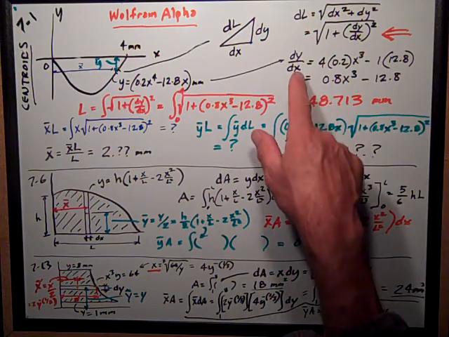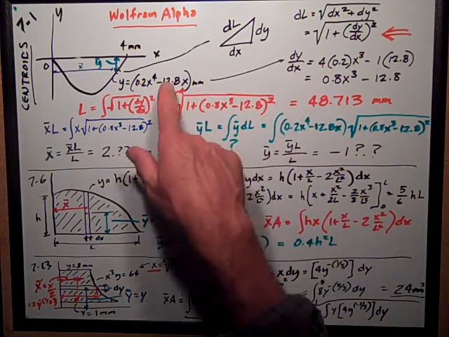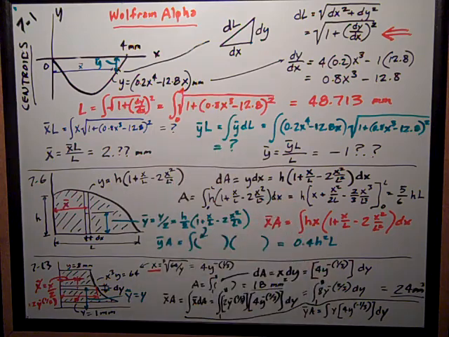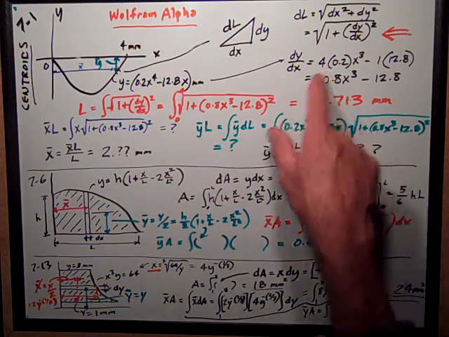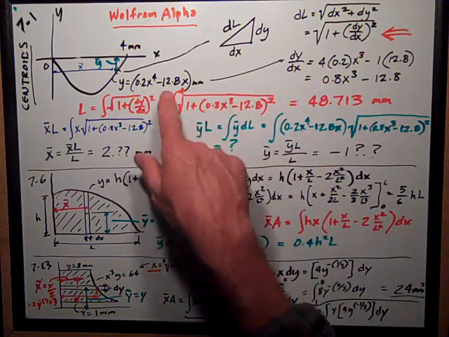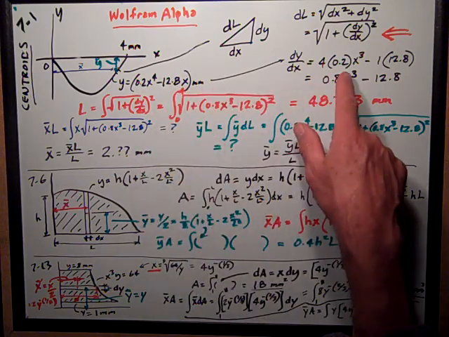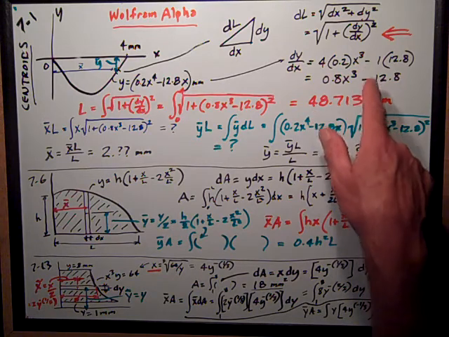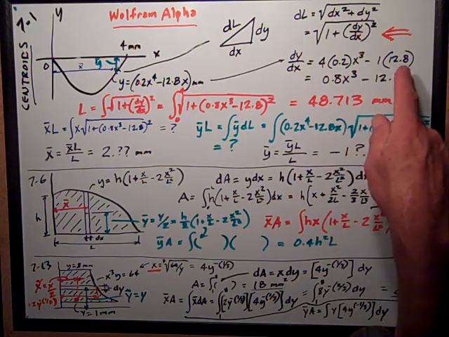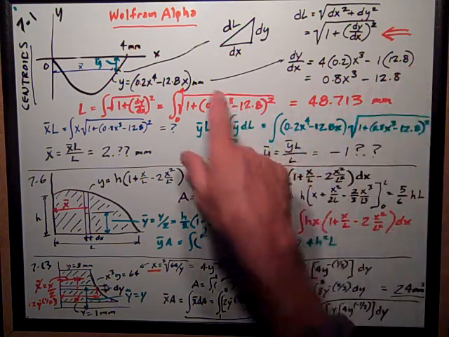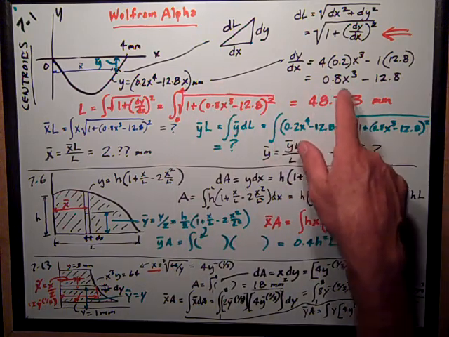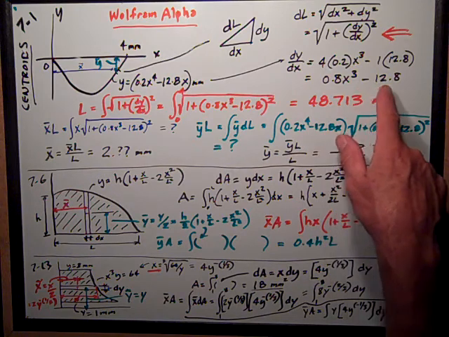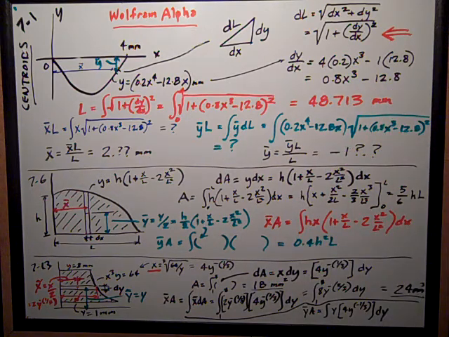Well, dy over dx is the derivative of this formula, dy with respect to x. And so the derivative of that formula is 4 times 0.2x to the third minus 1 times 12.8. So we can simplify that down to the derivative equal to 0.8x cubed minus 12.8.